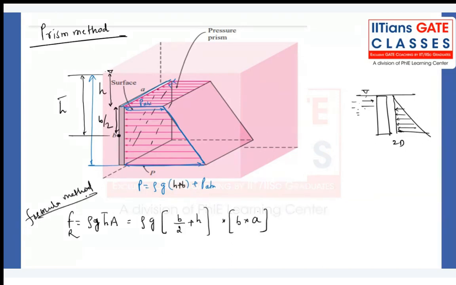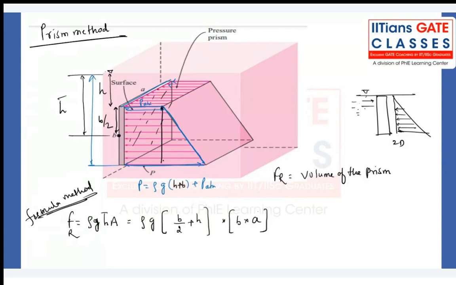But sir, I want to calculate by the prism method. Directly, whatever the resultant force is, it is the volume of the prism. You draw the prism, and whatever the volume is, that volume will be the resultant force. Sir, how can you say that? We can say it very comfortably. Let's see. Now try understanding, the volume.